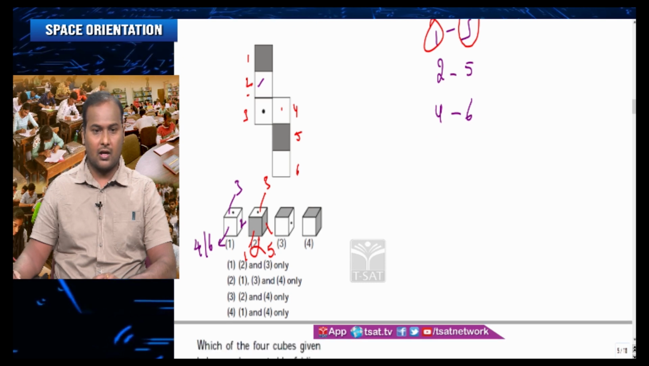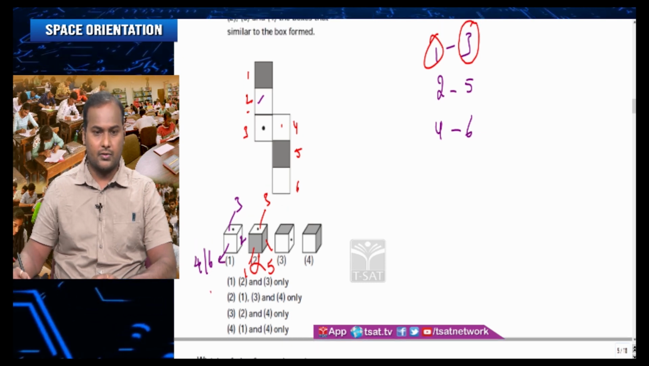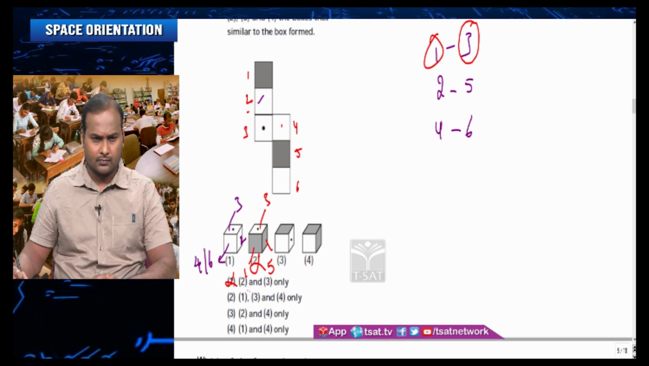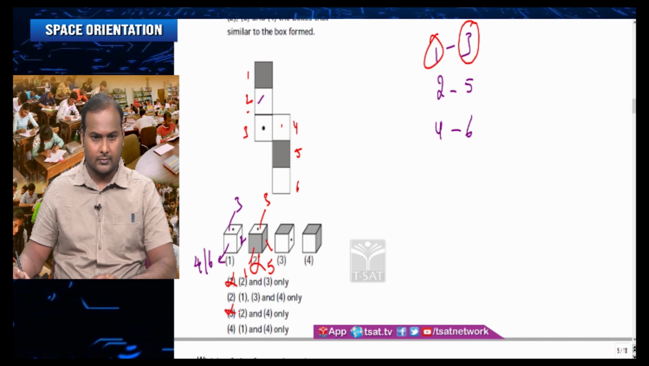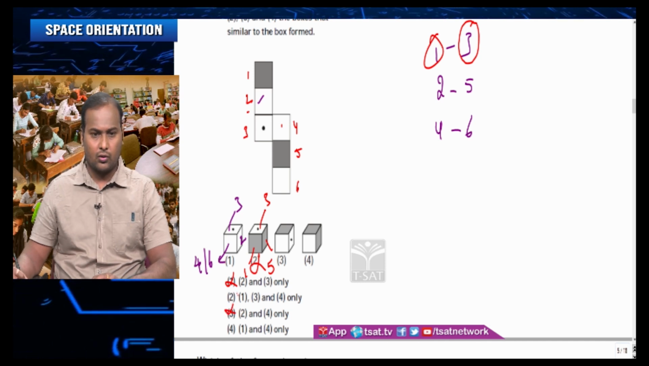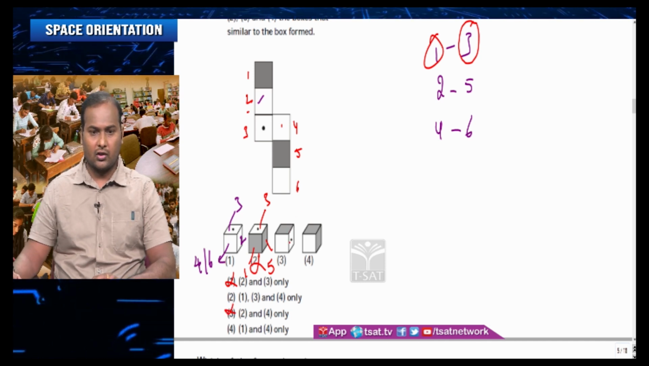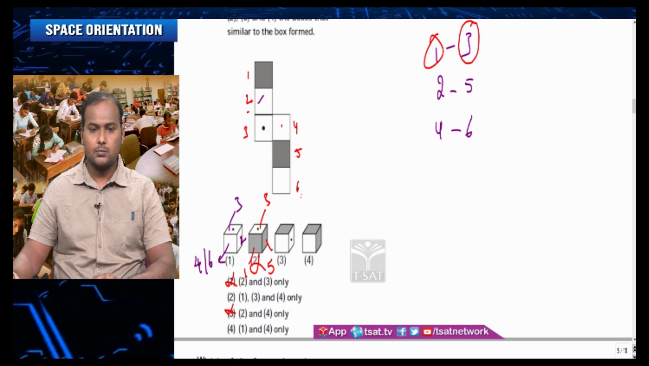So option 2 is wrong. The moment you see that option 2 is wrong, you can eliminate some options. Like I can eliminate option 1, I can eliminate option 3. Now your answer will be either option 2 or 4. Now check whether option 3 is correct or wrong.